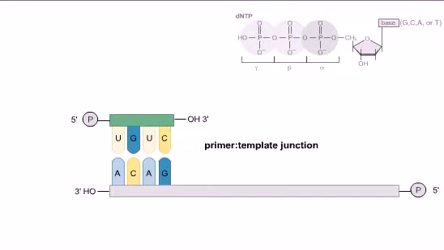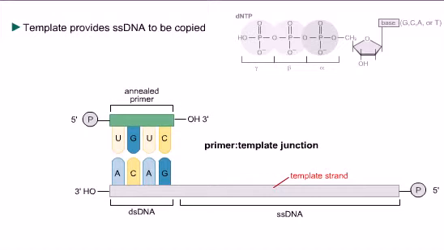The primer-template junction has two key components. The template provides the single-stranded DNA to be copied. The primer provides a free 3' hydroxyl at which a dNTP can be added.